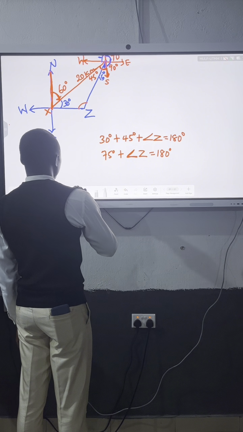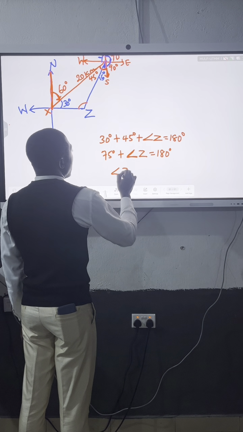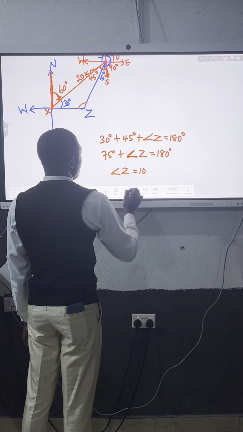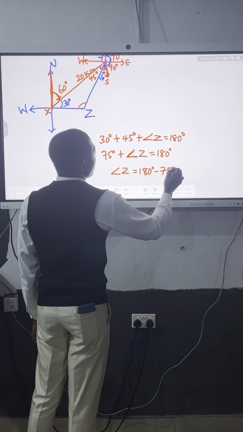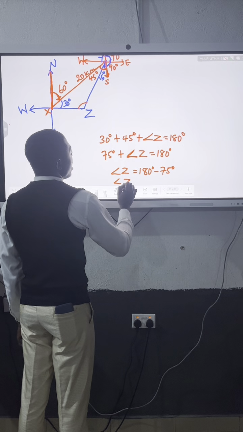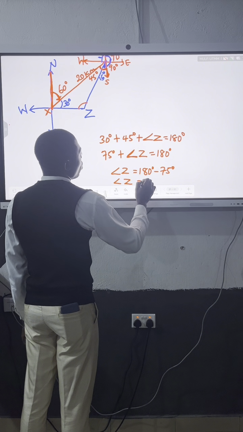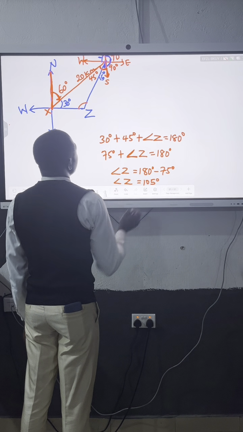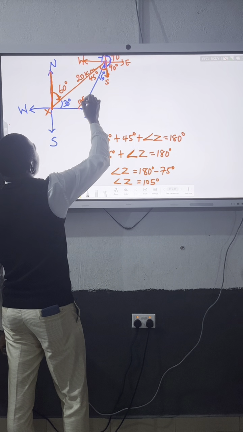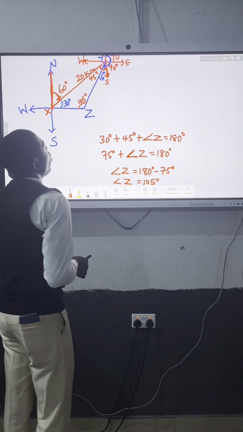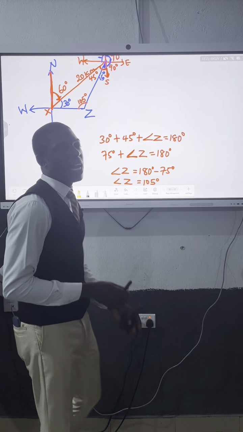So if you do that, you're going to have angle Z is equal to 180 degrees take away 75 degrees, meaning that angle Z is eventually equal to 105 degrees. So you come back here and say angle at Z here is 105 degrees.